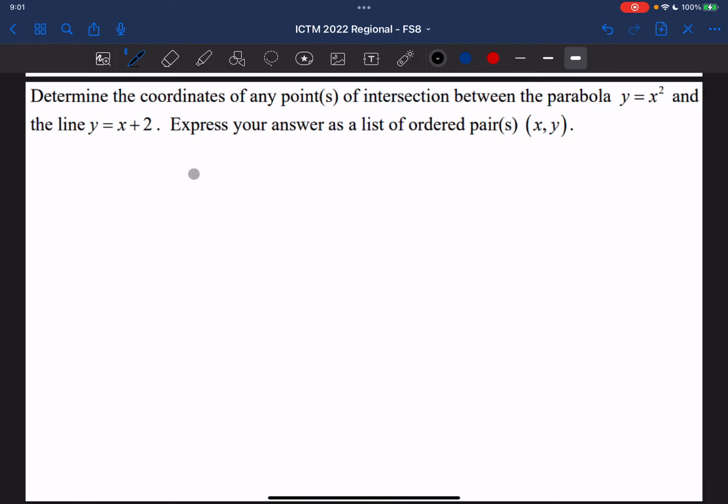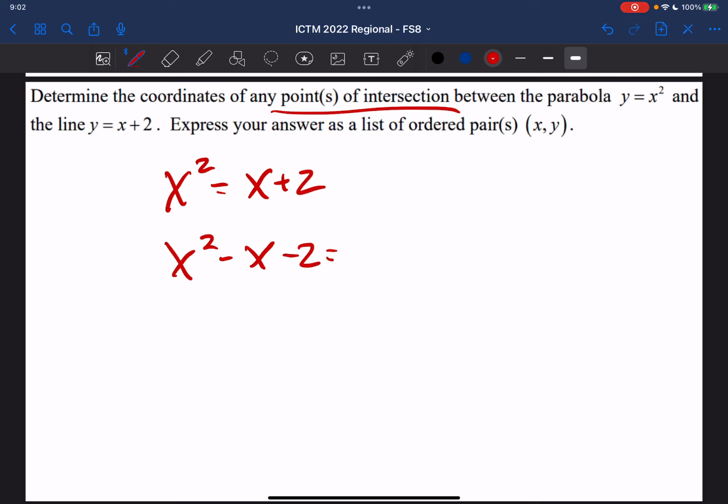We want to determine the coordinates of any points of intersection between the parabola y = x squared and the line y = x + 2. Well, if they are points of intersection, that means that's where they are equal. So x squared is going to equal x plus 2. And since this is a quadratic, we're going to subtract x and 2, and we're going to factor this.